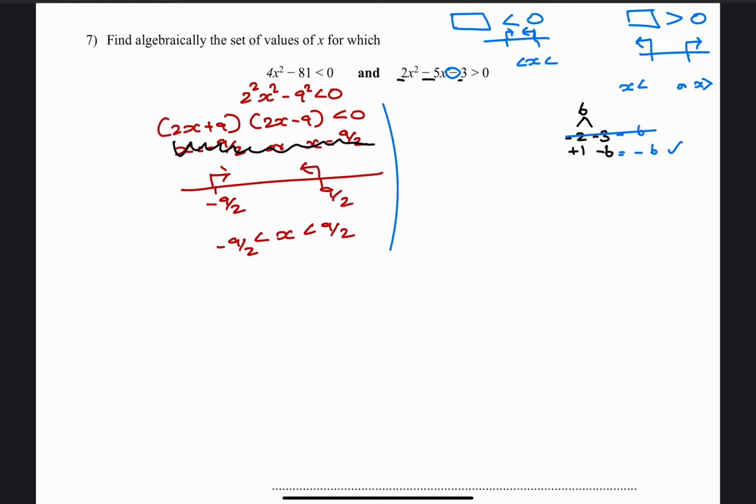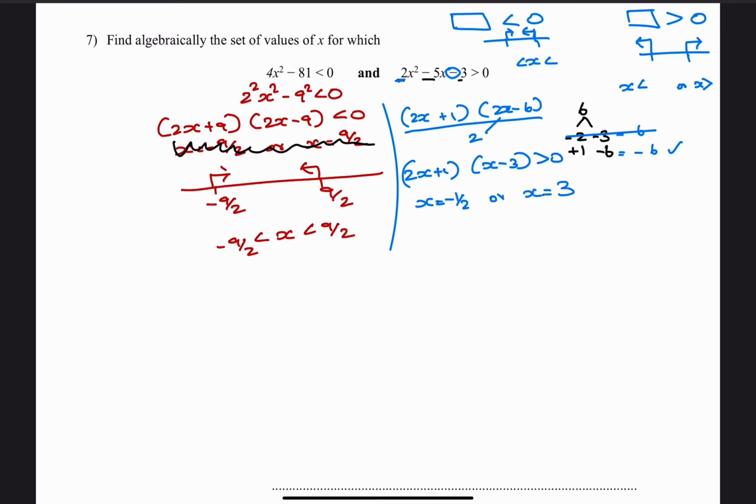Right, so what is that going to be? Bracket, bracket. How many x? 2x plus 1, 2x minus 6, everything divided by the number in front of the x squared, which is 2. Divided over here: 2x plus 1, x minus 3, greater than 0. x is minus 1 over 2, or x is positive 3.